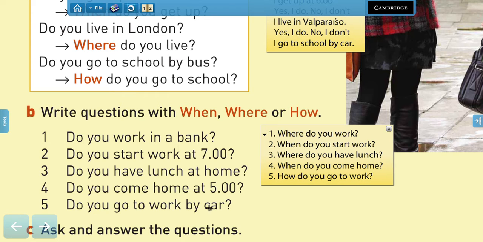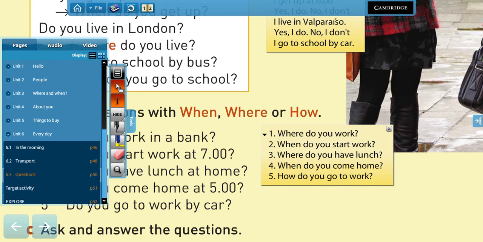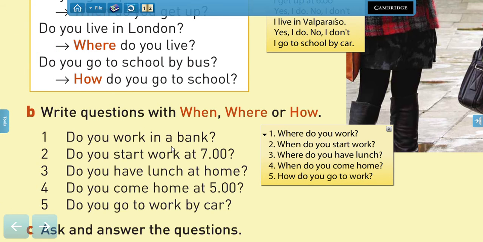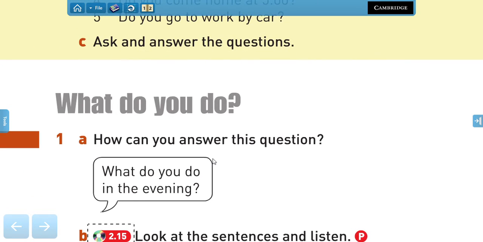And then we can have different answers. For these questions, we have more possibilities. But for questions that start with the auxiliary do or does, the only possibilities are yes or no. All right? Now let's continue.